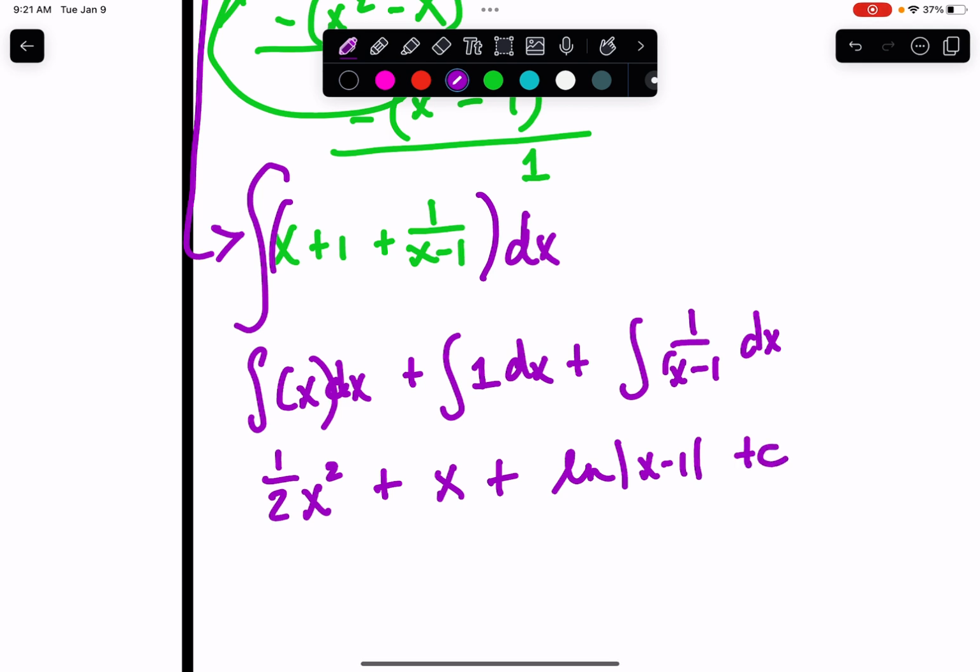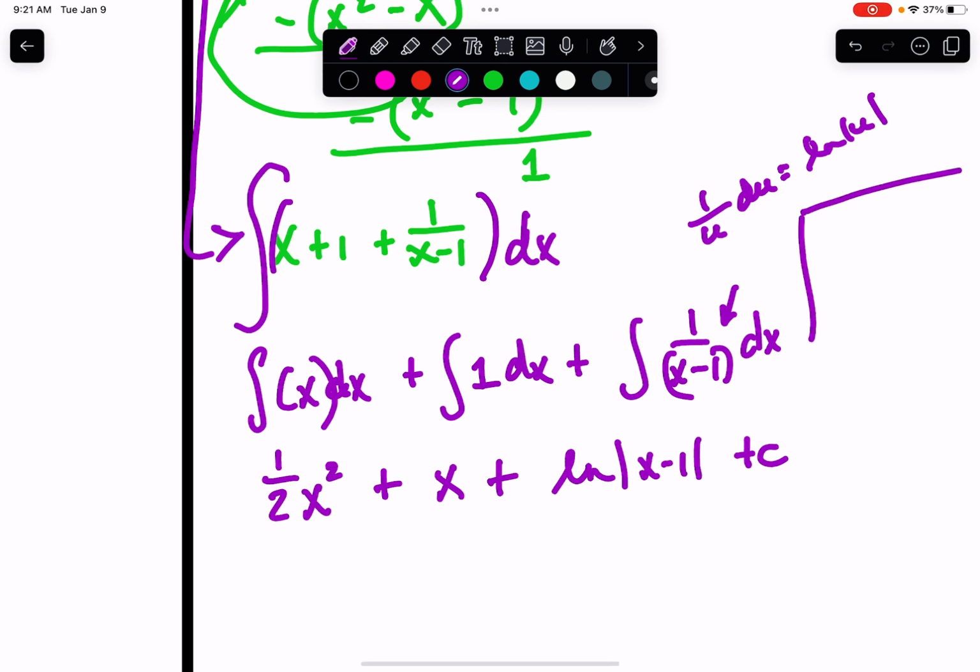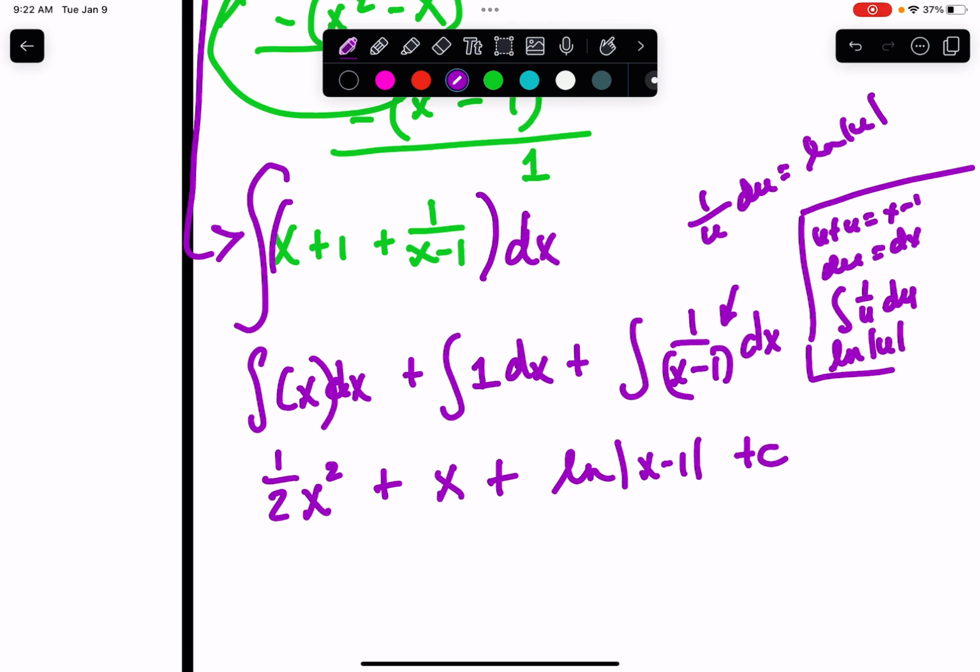Now you could have used u substitution for this because we know that 1 over u du is ln absolute value of u. But you can also know that this would come out to be the same because taking the derivative of x minus 1 would be 1. But I'll show you so you can see. This would be let u equal x minus 1, so du is dx. So you would rewrite that as the integral of 1 over u du. And that would be ln, absolute value of u, right, plus c.